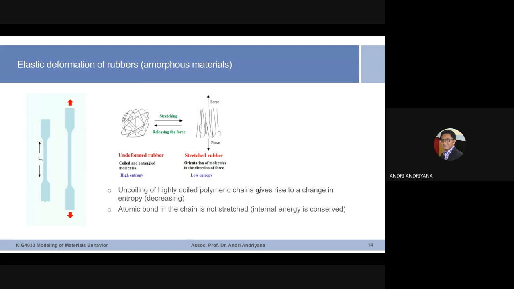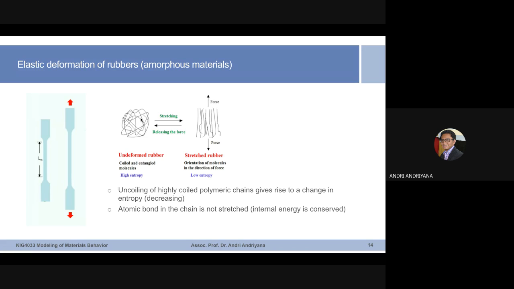Because entropy is a measure of irregularity, disorder. Before deformation, it is highly disordered. After deformation, what you see is that the polymeric chains tend to align along the directions of stretching. It becomes regular. So passing from high irregularity to low irregularity, it involves a change of entropy. But it does not change much the internal energy because you do not stretch the covalent bonding in the polymeric chain. So the atomic bond in the chain is not stretched. The internal energy is conserved.